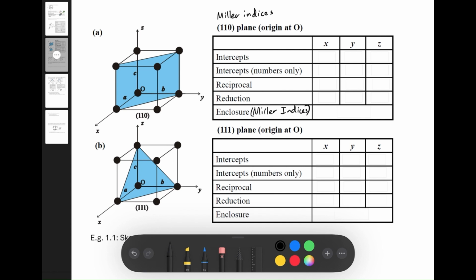Intercepts: we look at these intercepts here. It intersects here at 1A, 1B. Does it intersect the z-axis? Because it doesn't intersect the z-axis, it is infinity C. We remove the A, B, and C, and we get 1, 1, and infinity. Then we take the reciprocal, so this is still 1, 1, and the reciprocal of infinity, 1 over infinity, is just 0. For reduction, it's already all whole numbers, so the Miller indices we get is 110 for this. As you can see, that's the 110 plane.